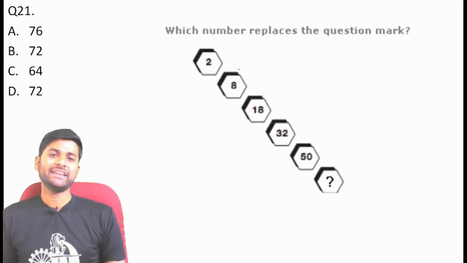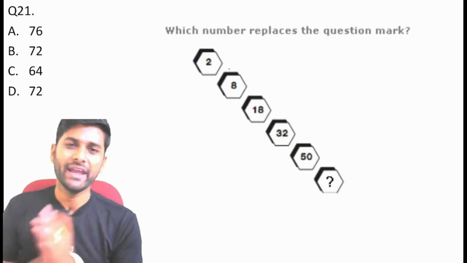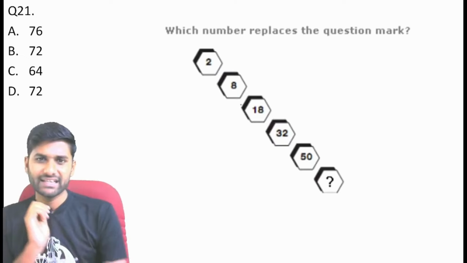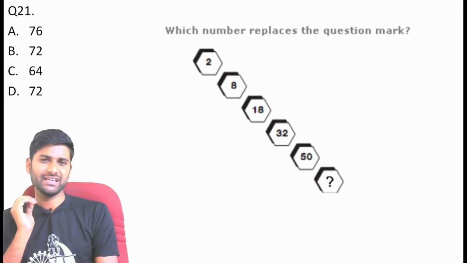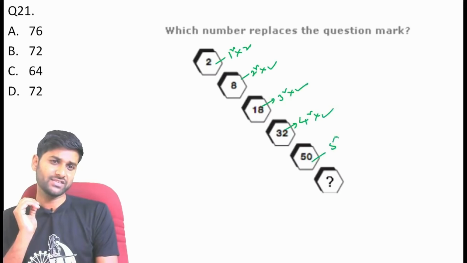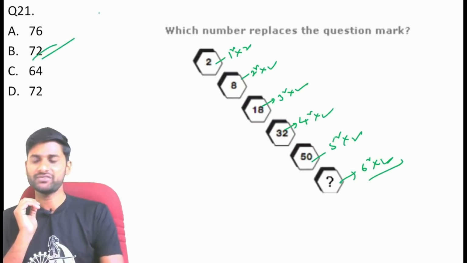Next one, see 2, 8, 18, 32, 50, dash. Either individual or otherwise, you can follow the series pattern. See that, 2, 8, 18, 32, 50, dash. What is the answer, guys? Can I take it as 1 square into 2? This is 2 square into 2. This is 3 square into 2, individual pattern. This is 4 square into 2. And this is 5 square into 2. The next number is 6 square into 2, 36 into 2. The resultant becomes 72. Very good.